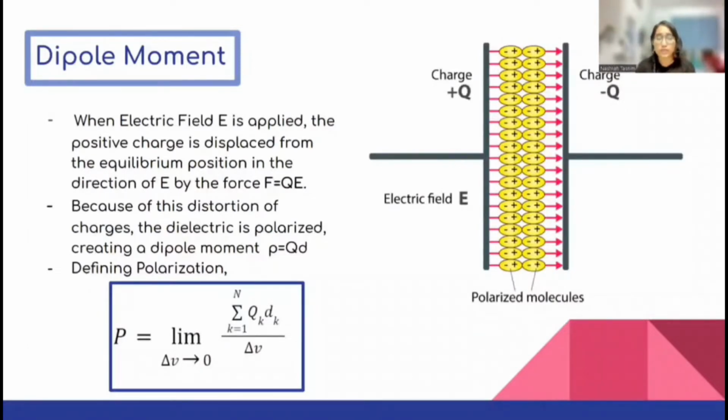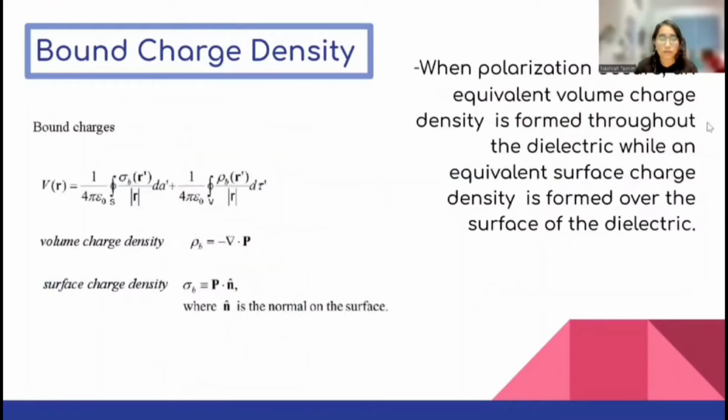Now, through this explanation, we get that the polarization P is defined as the dipole moment per unit volume, as per the given formula here. When polarization occurs, an equivalent volume charge density is formed throughout the dielectric, while an equivalent surface charge density is formed over the surface of the dielectric. We denote them as the surface charge density, that is rho_ps equals P dot n, and the volume charge density, that is rho_pv equals negative del dot P.